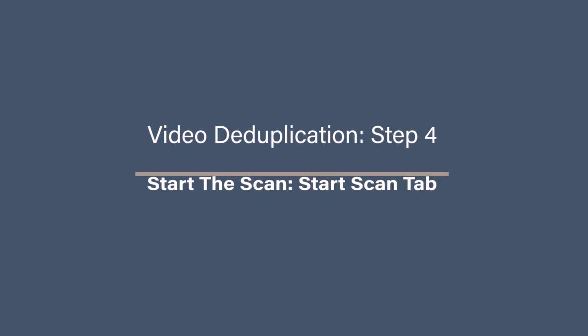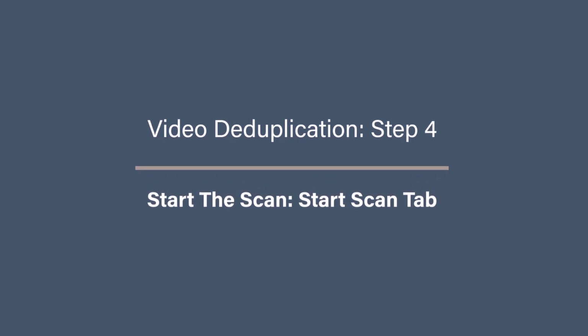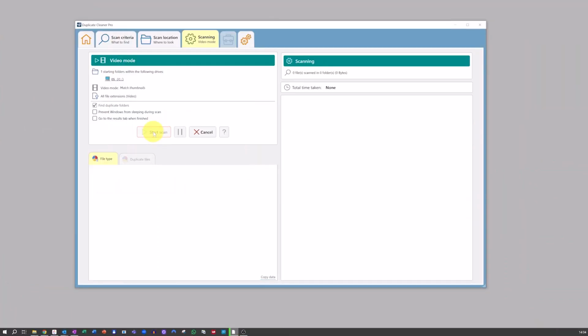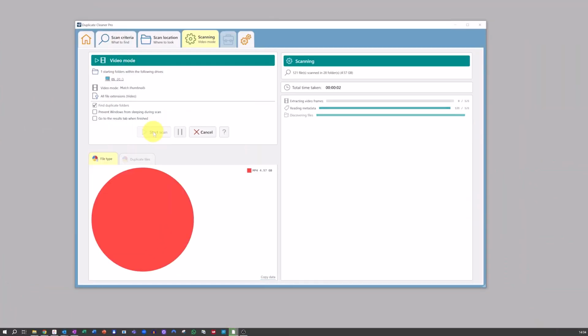Video deduplication, step 4, start the scan tab. Again, pretty simple, just press that click to start scan and it will start doing its magic.